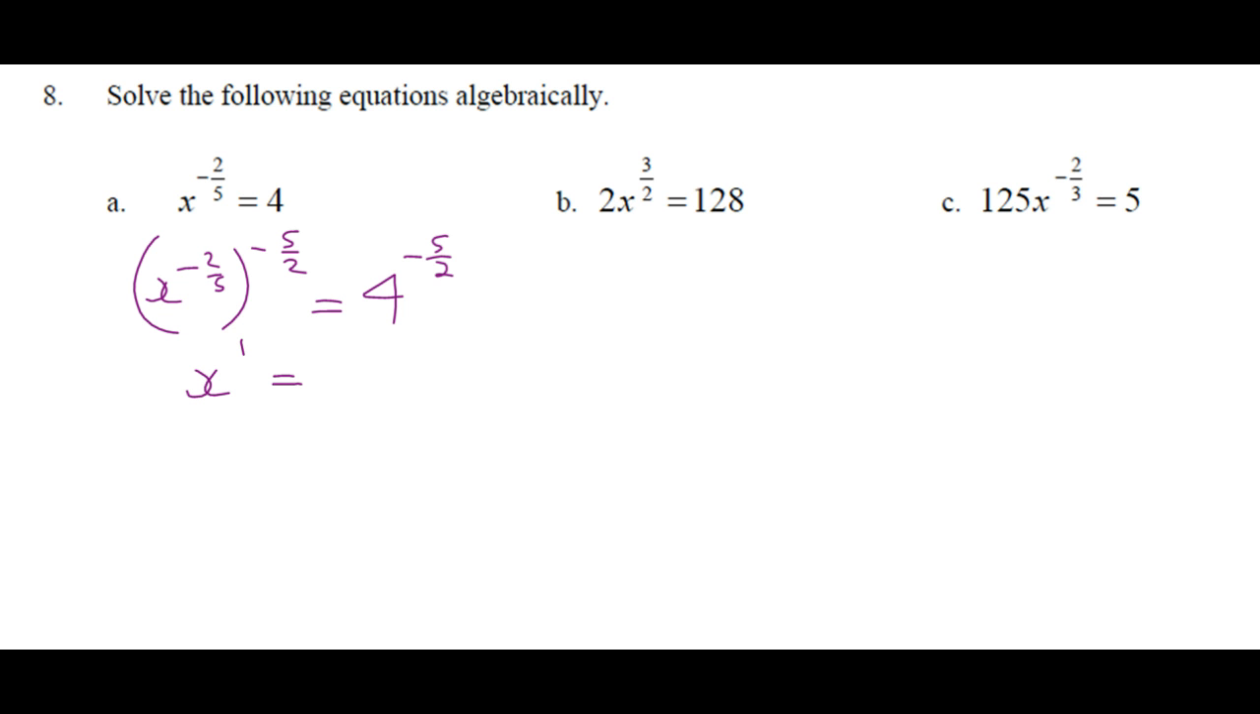Okay, what do I do with this guy? So it's going to be 1 over 4 to the 5/2, which is what? 1 over 32, right?